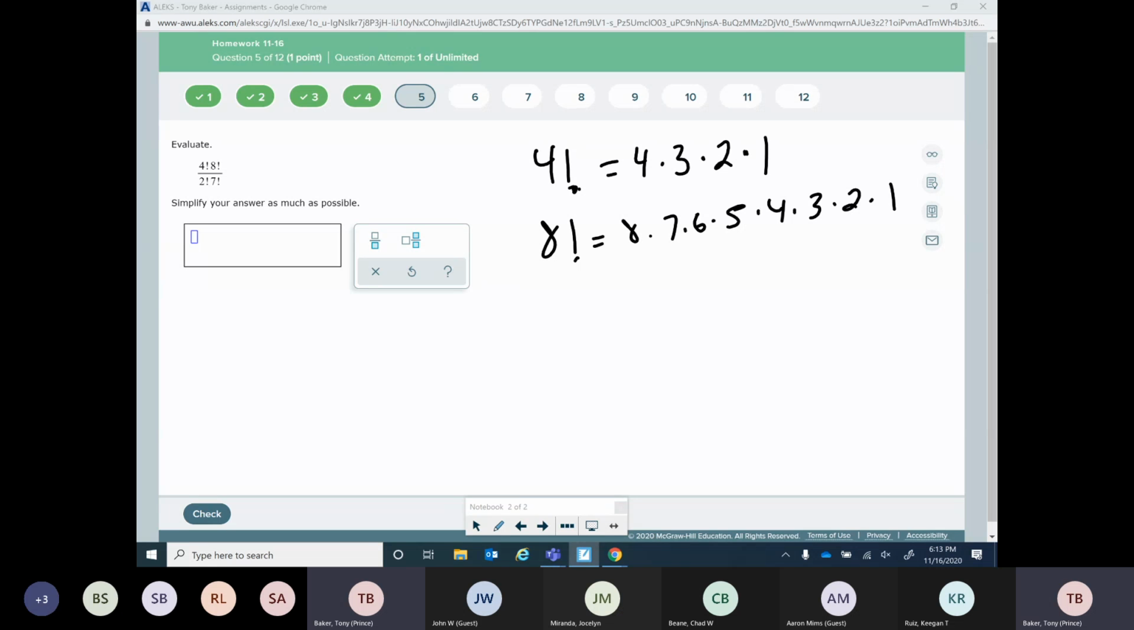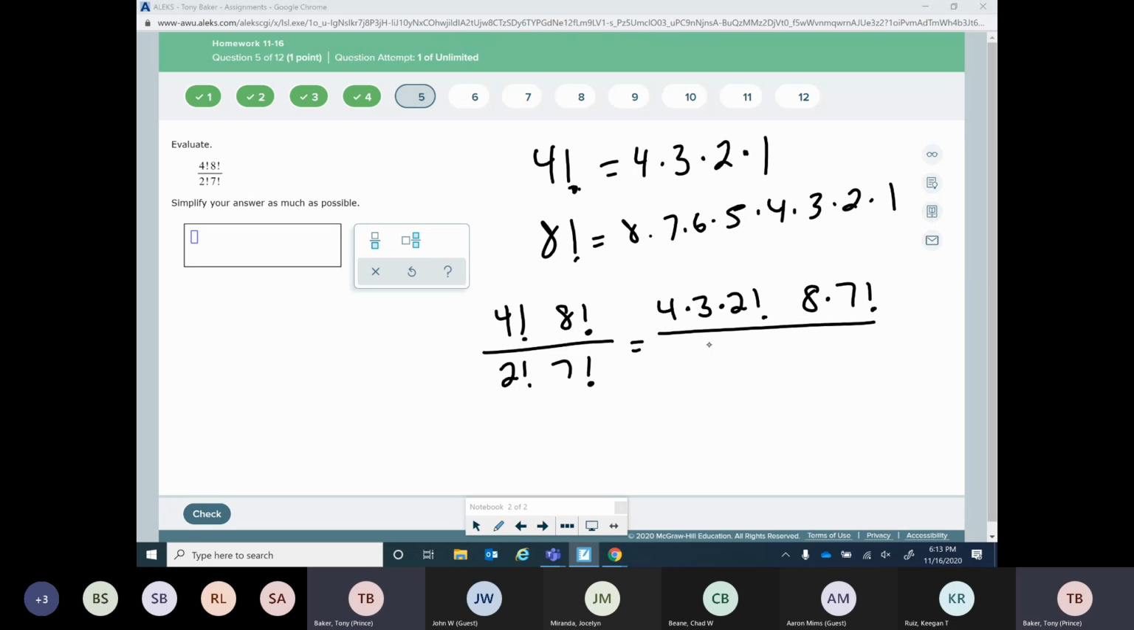So when we're doing a problem like this, you could just do it in the calculator and get the answer. But the way I really want you to look at it, because you're going to use it in a lot of other things, is to look at canceling things out. So 4 factorial and 8 factorial, then I have 2 factorial and 7 factorial. So the top, I have 4 times 3 times 2 factorial. Then I have 8 times 7 factorial.